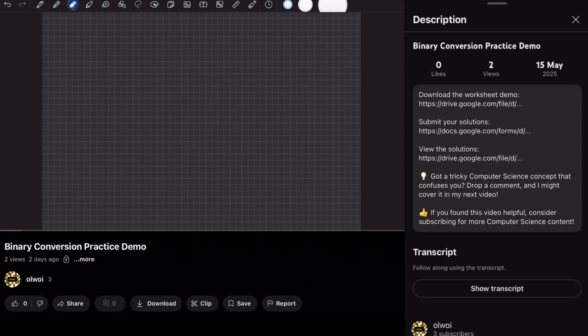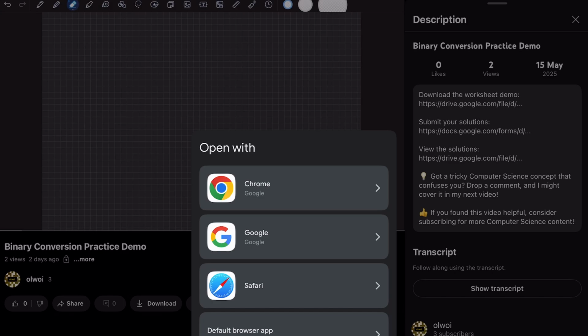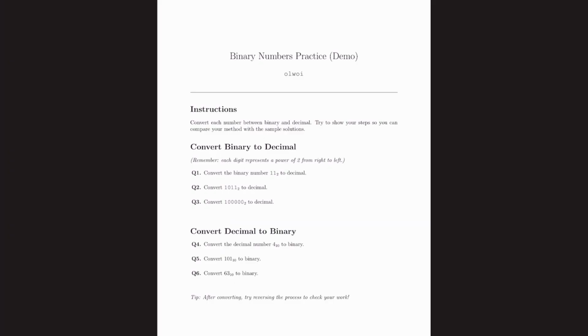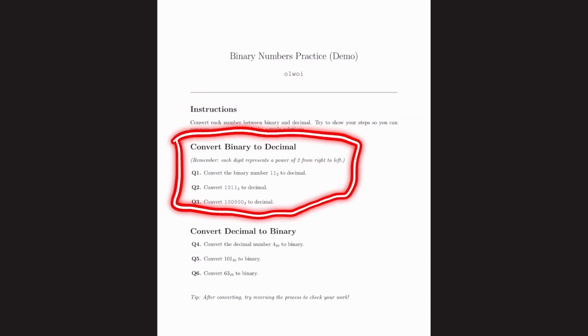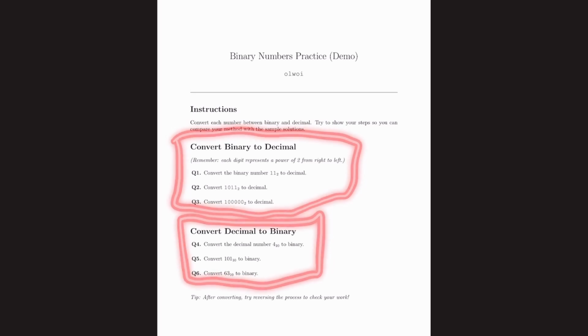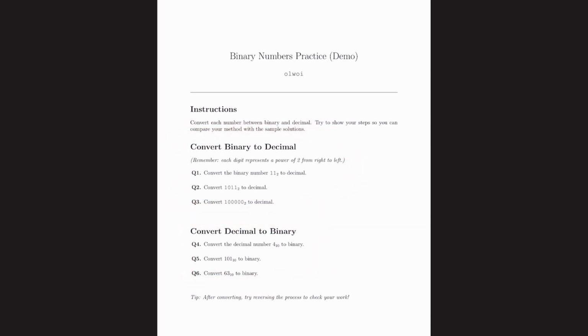So I'm just going to start off by downloading the worksheet, and this is what the worksheet looks like. There'll be some brief instructions and then the questions. These have the same format as in the full worksheet, where first we have binary to decimal conversion and then decimal to binary conversion. I'll now go through these questions, at least some of them, so you can practice, or rather see how you're supposed to answer the questions yourself.